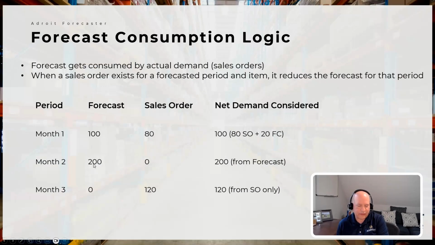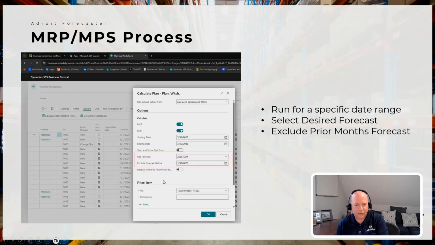If in month two you have a forecast of 200 but no sales orders, it's going to take the 200. Conversely, if the sales order quantity is greater than the forecast, it's going to take the sales order quantity. There are also some filters when you set up the run to exclude the forecast before a certain point. For next month, our orders are typically pretty well booked, so just exclude the forecast from it if you want. Those are some quick tips on how to use the forecast in MRP and MPS.